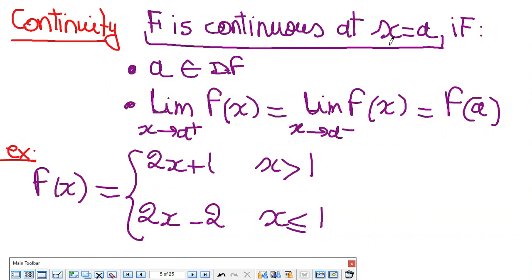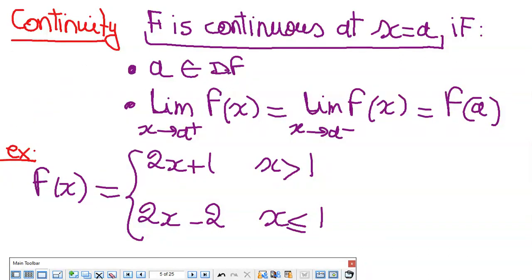So when I talk about continuity, I need first to check that the point where I'm studying the continuity should be in the domain, and I need to do the limit at the left, at the right, and I also need to replace f of a. I need to find y of this point, and the three should be equal. When they are equal, we can talk about continuity at this point. It means when you are drawing, there is no discontinuity at a particular point.